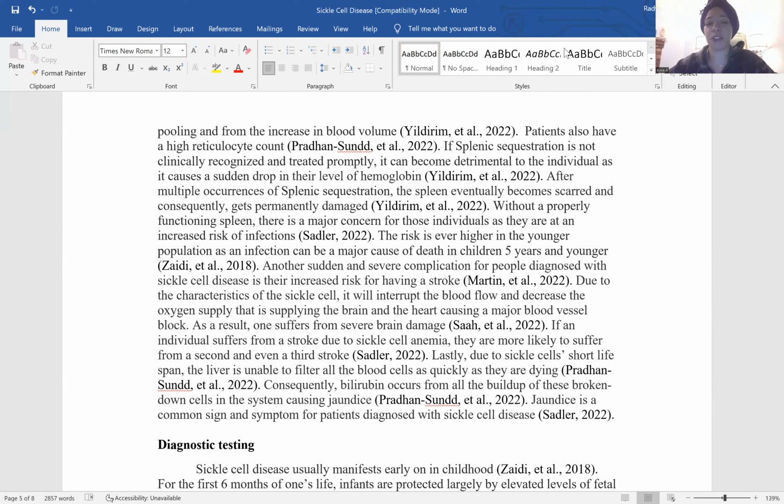Without a properly functioning spleen, there's a major concern for those individuals as they are at a greater risk for infection. The risk is even higher in the younger population, as infection can be a major cause of death in children 5 years or younger.